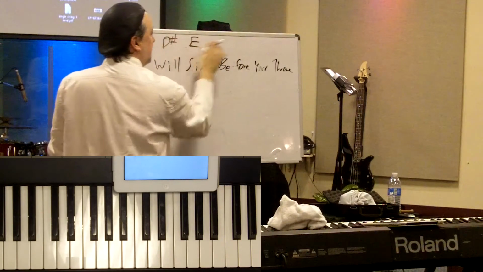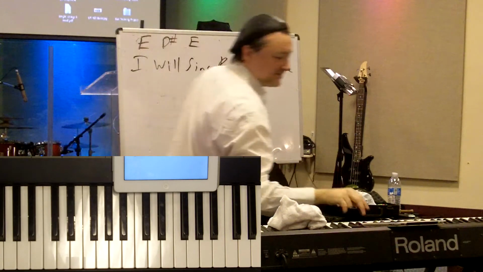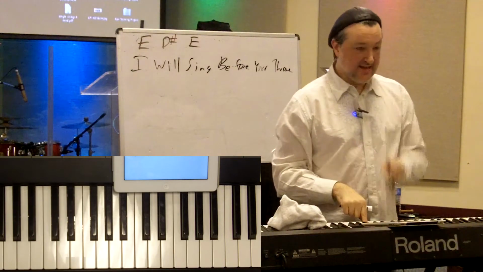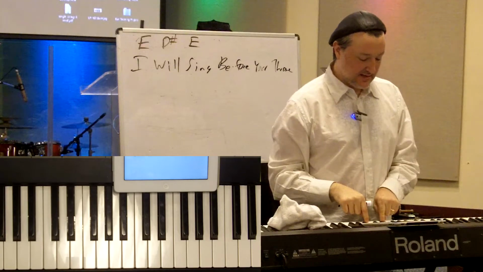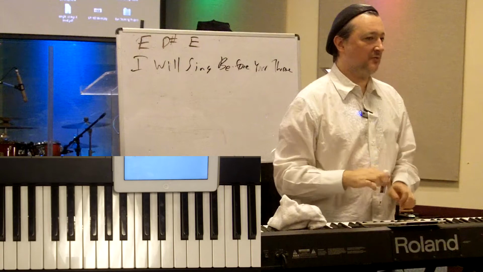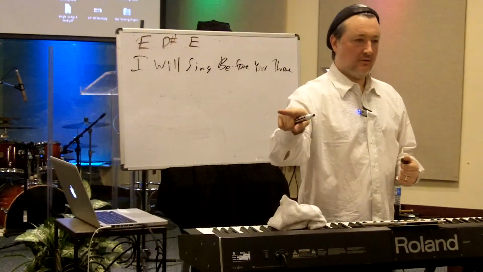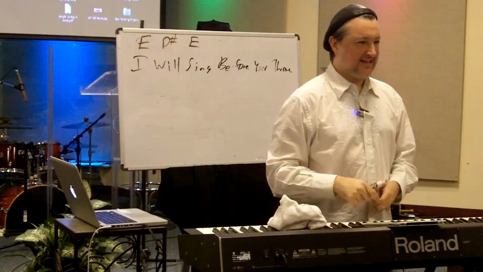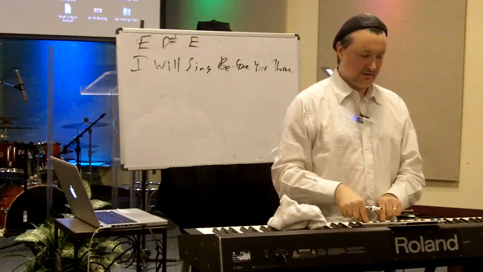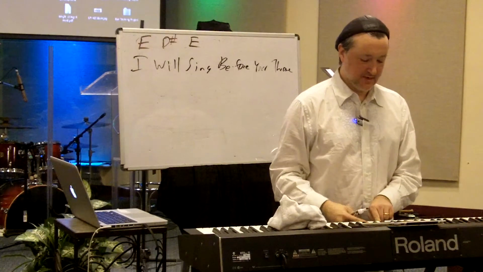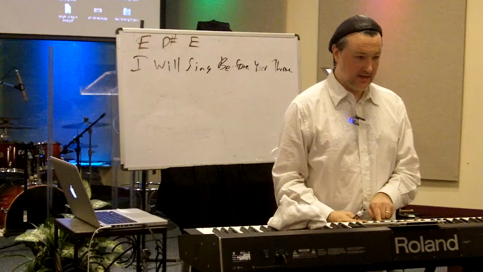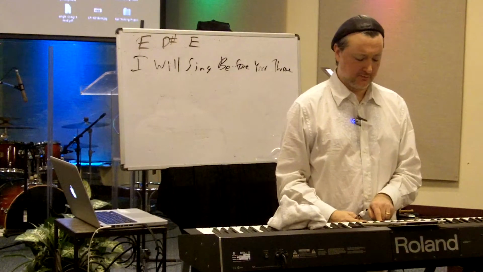Now the word sing, B. What's our letter name? C sharp. He gets a C sharp. What would the interval of a C sharp be? E to C sharp is what interval? She says minor third. E to C sharp is a minor third. Does that sound sad? Does it sound more consonant or more dissonant? I will sing.